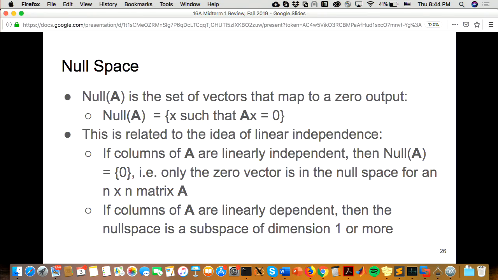Now, this is very related to the idea of linear independence that Annika presented earlier, and you have seen already, because if the columns of a matrix A are linearly independent, then the null space is going to be trivial. So it's going to have only one element, 0, because I can always find one solution to Ax equals 0, and that's x equals 0. Now, if the columns are linearly dependent, then I'm guaranteed to have a null space that has dimension 1 or more. And we'll see what effect this has in a few slides.